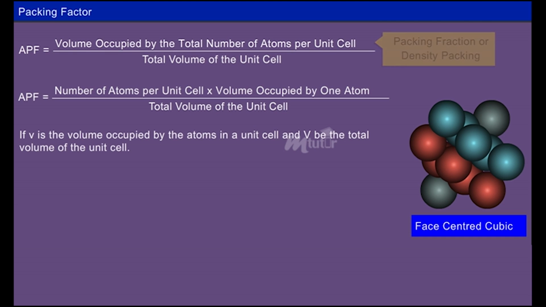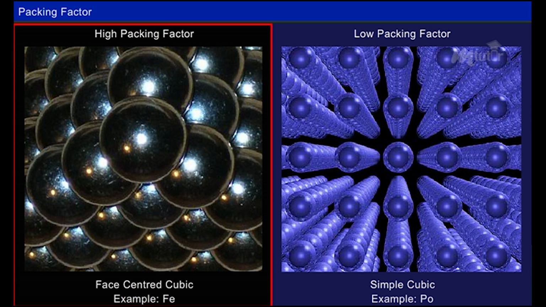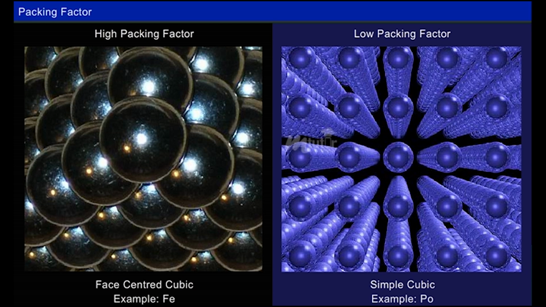If small v is the volume occupied by the atoms in a unit cell and capital V is the total volume of the unit cell, then packing fraction PF is equal to small v by capital V. So, this equation makes it clear that for a higher packing factor value, the total volume of the unit cell needs to be small. A high PF value means the atoms are very closely packed in the unit cell and there is very little unoccupied space. For a lower PF, the atoms are loosely packed and the unoccupied space is large.